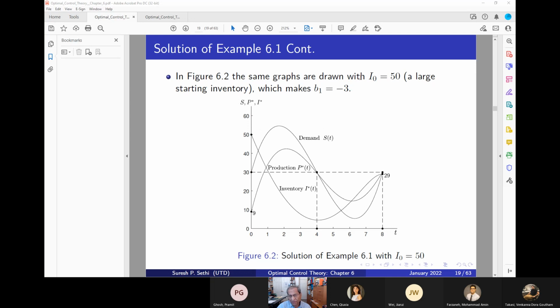Now I put inventory 50. Well, when I put inventory 50, my production goes way low, and my inventory then goes down, and eventually it goes to 29.